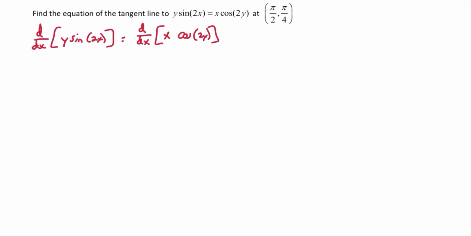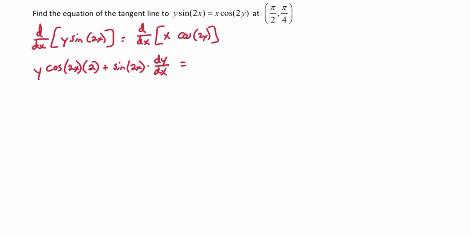On the left, we have the product rule, the derivative of y sine 2x. First, times the derivative of the second. The derivative of sine 2x is cosine 2x, then chain rule says we need to multiply by 2. Continuing with the product rule, we have plus the second times the derivative of the first. The derivative of y is just 1, but we need to multiply by dy dx.